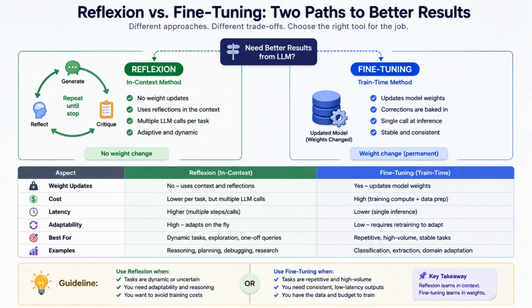Reflection is an in-context method, no weight updates. It is cheaper and faster than fine-tuning. However, it requires multiple LLM calls per task. Fine-tuning bakes a correction into model weights, which is more permanent but expensive. Use reflection for dynamic tasks. Use fine-tuning for repetitive high-volume tasks.